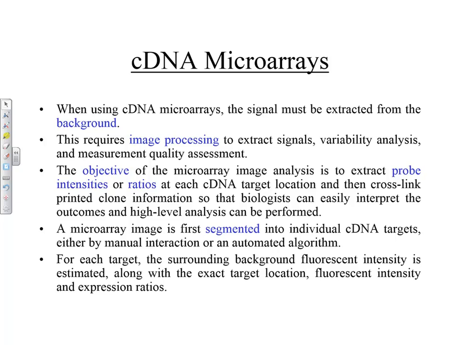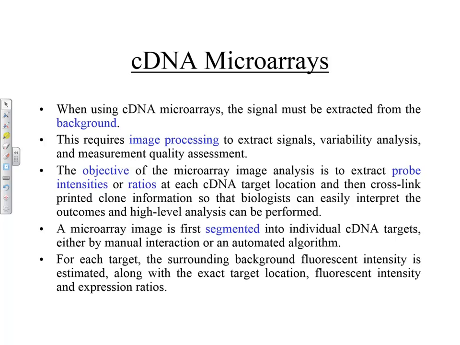So you get that information, then you pass it on to the biologists, so that they can say, oh yeah, this relationship looks like what I already knew, or this is something new, okay? Now a microarray image is first segmented into individual cDNA targets, either by manual interaction or an automated algorithm. So if you've done image processing, there are algorithms that are available for segmentation, right?